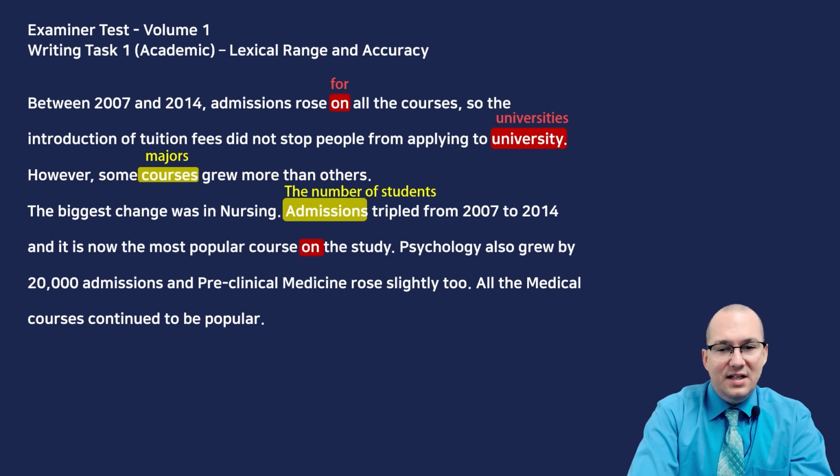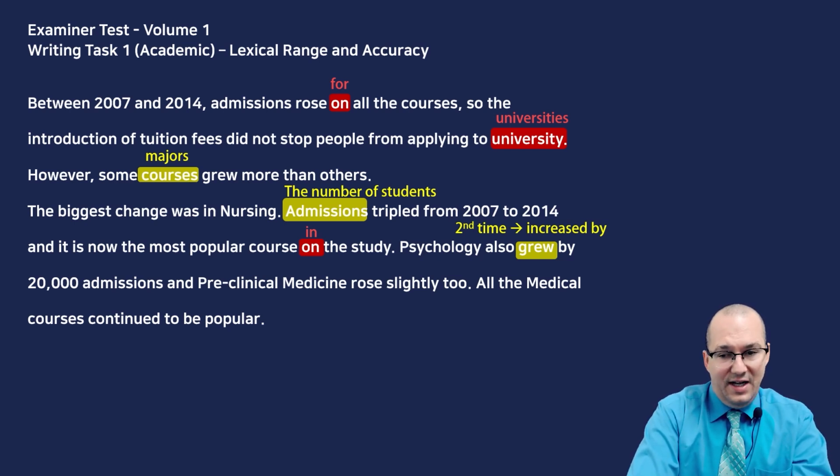And then on the study again, well, in, so again, just a little preposition mistake here. Grew by, this is the second time, so you could put increased by. Again, this would just help your overall range, which helps get you into an 8, a 7 or 8.